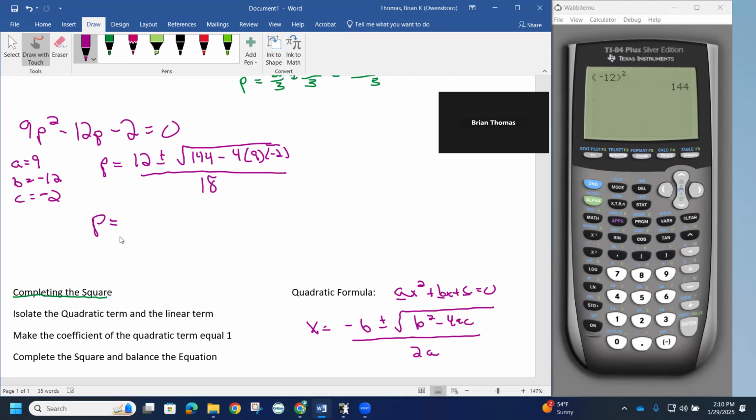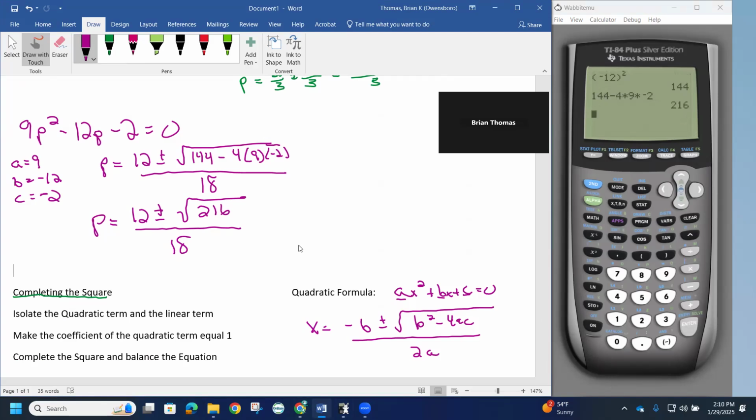So p is going to equal then, and one of the first things I want to do is go ahead and simplify this radical. So I'm going to work what's inside there: 144 minus 4 times 9 times negative 2. That's going to give me this 216. So I have 12 plus or minus the square root of 216 over 18.